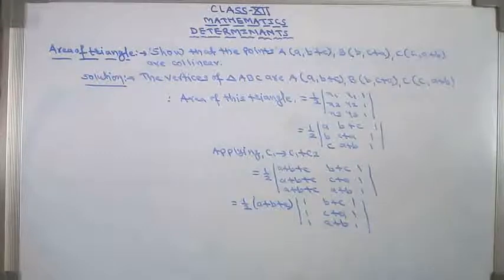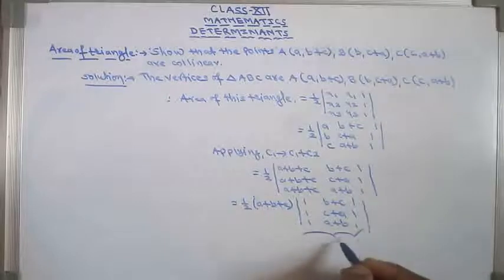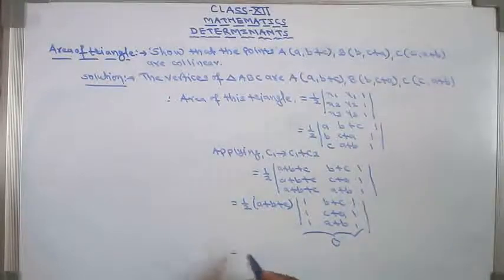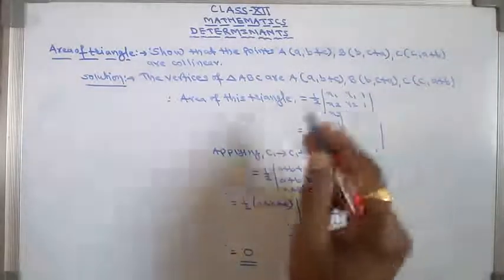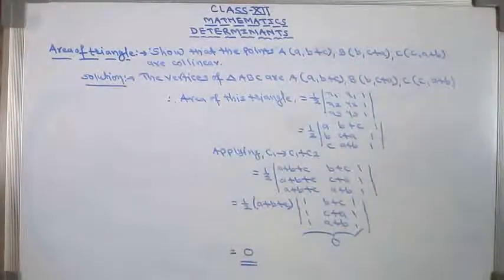Students, you know that if any two rows or any two columns in a determinant are identical, then the value of the determinant becomes 0. So therefore this is multiplied by 0, which means 0. As the area of this triangle is 0, therefore we can say that these three vertices are collinear. Okay.